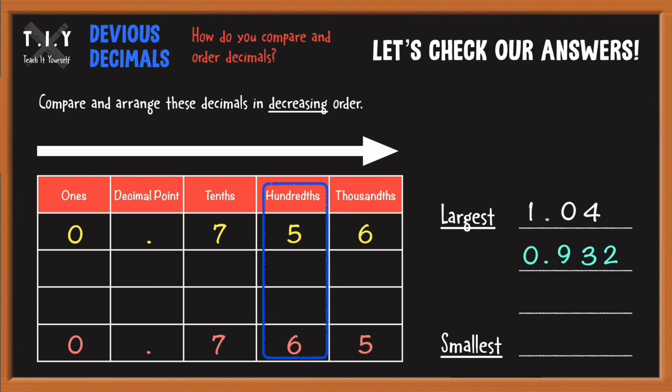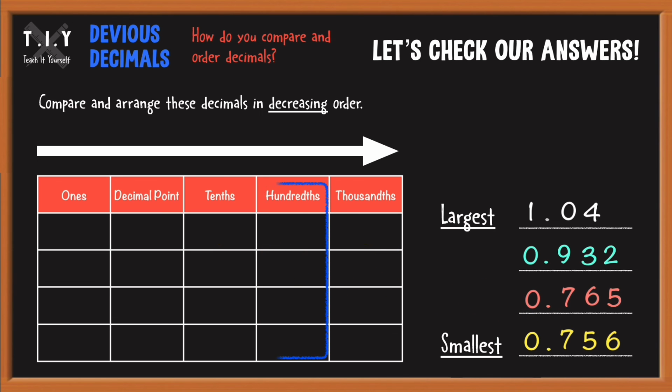Next, let's compare the hundredths. Here we can see the digit 6 is greater than 5. So 0.765 is our next largest number. This means that 0.756 is our smallest number. We have successfully ordered these decimals in decreasing order. Well done!